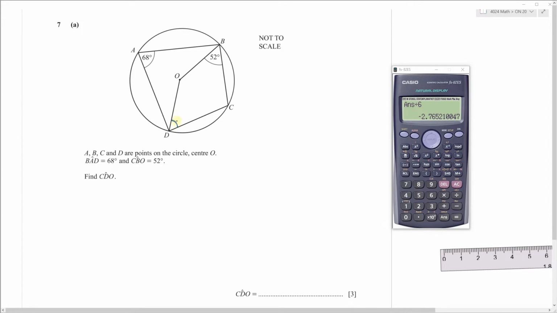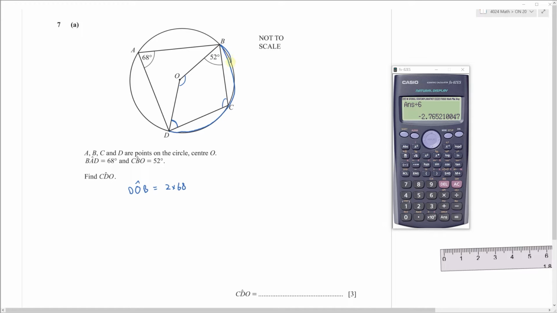So if I look at this quadrilateral DOBC, if I know the other two angles, this one and this one, I can sum all these four up to 360 degrees to calculate this. So let's first calculate this angle DOB. Angle DOB will be 2 times 68 because the angle at the center is twice the angle at the circumference, given that both angles are subtended by the same segment.